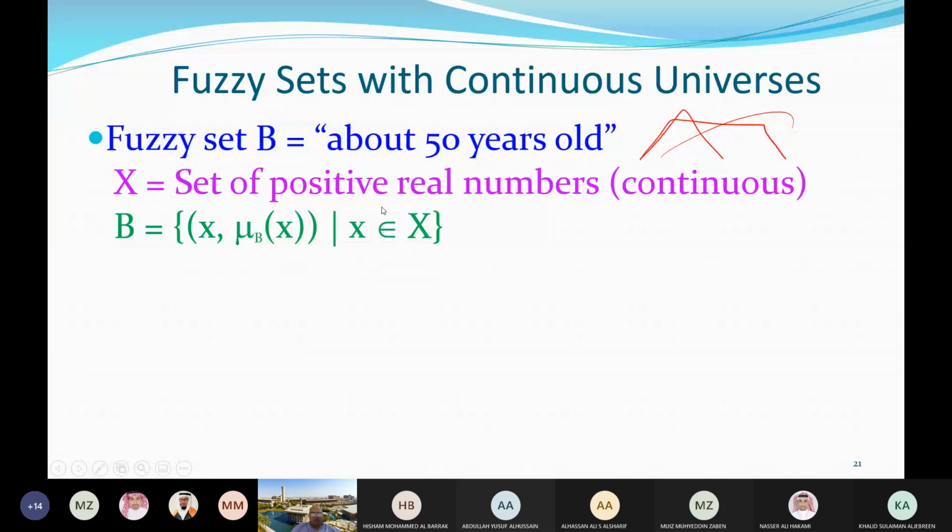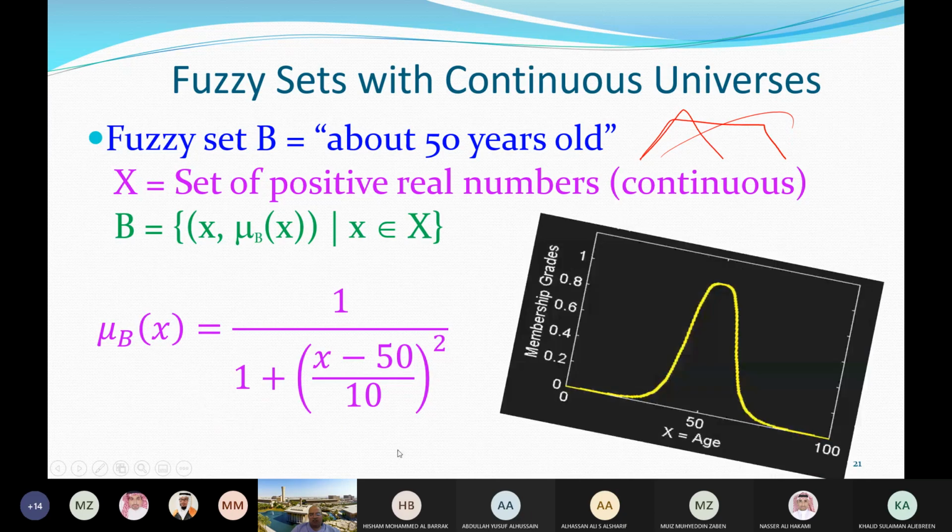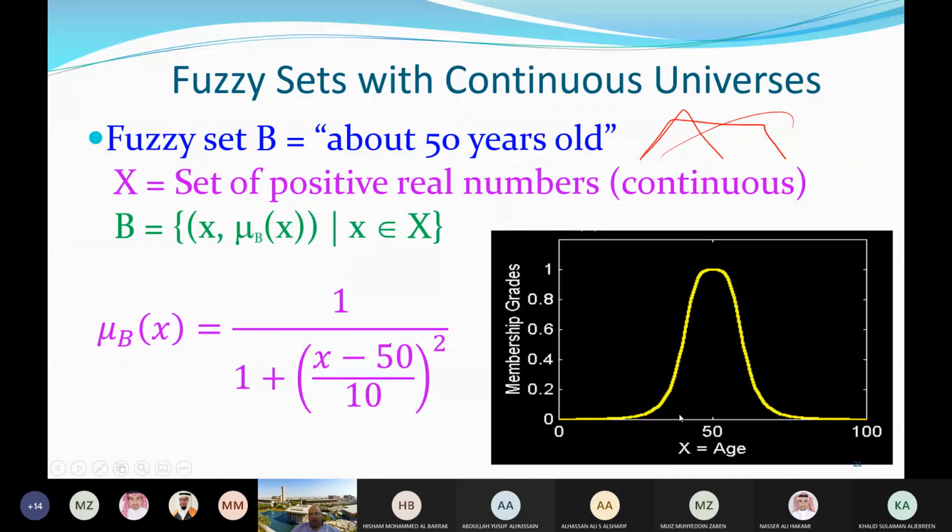So if you have x, for example 49 years old, this 49 years old will have a degree of membership equal to a certain value, depending on the membership function that you define here. If you define the membership function as the Gaussian as such, this is the membership function of around 50 years old. So you are around 50, either higher than or lower than 50 years old. So we can define this membership function.